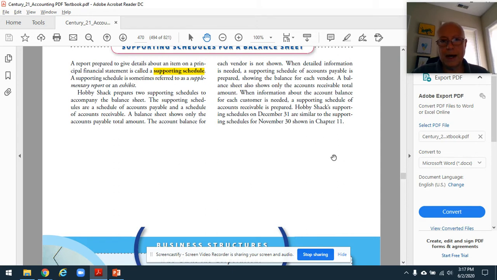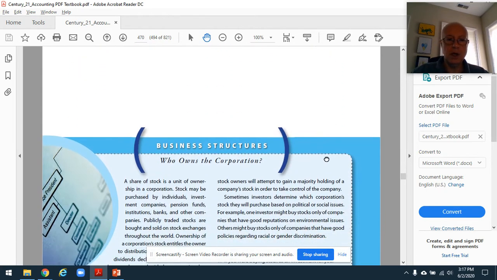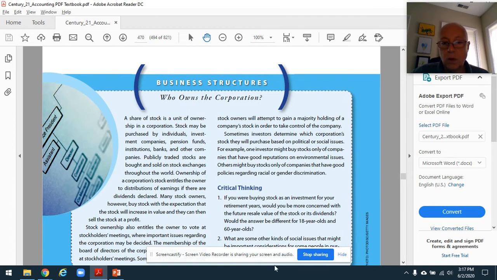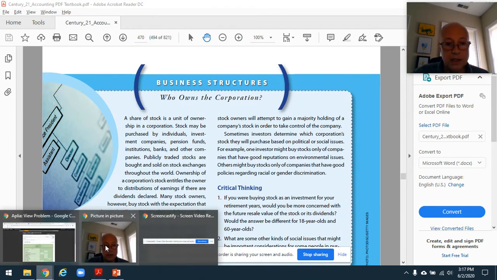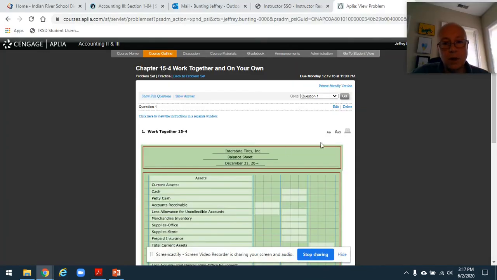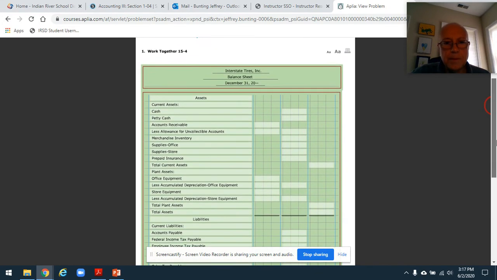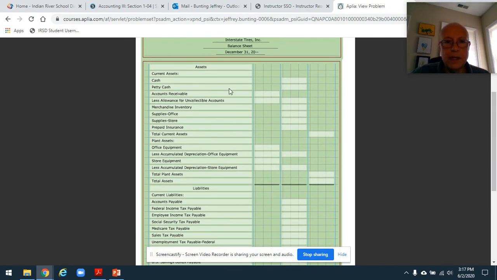So it's like your schedule of accounts receivable and schedule of accounts payable. Same concept. All right, that's chapter 15.4. Let's jump in and do this and get it over with. Okay, so I've gone through and taken the liberty of pre-filling the asset section, the liability section.